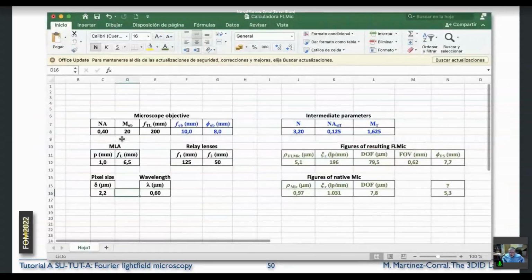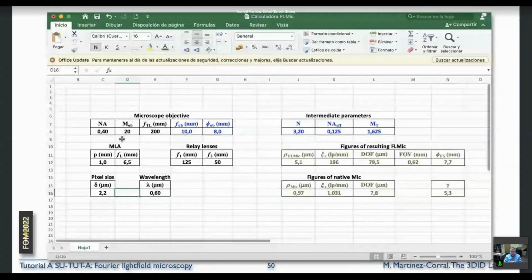And there are many factors that are linked because everything is connected, but it's not difficult. And then I prepared a simple sheet in Excel.